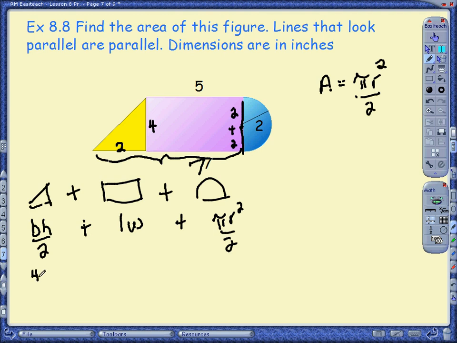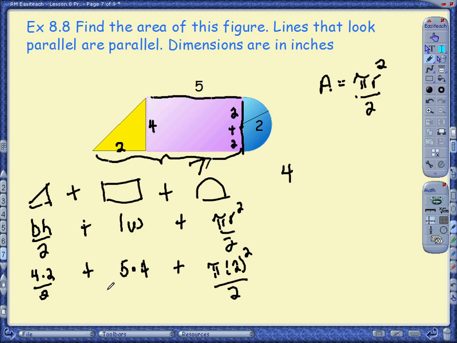So I'm going to multiply 4 times 2 and divide by 2. For the rectangle, I'm going to multiply 5, this is the base of the rectangle right along here, times the height that we found, or the width that we found, 4. And then for the circle, that's the easiest one of all. Pi times 2 to the second divided by 2. 4 times 2 divided by 2 is 4. 5 times 4 is 20.